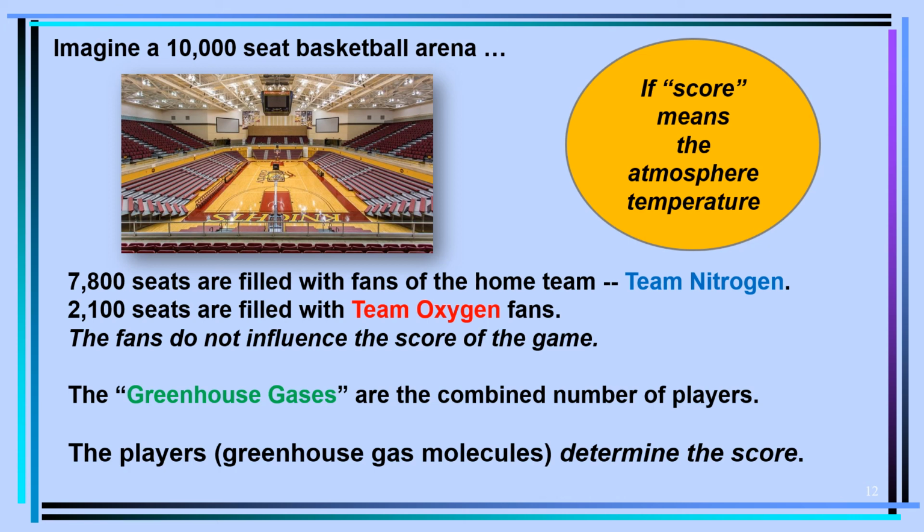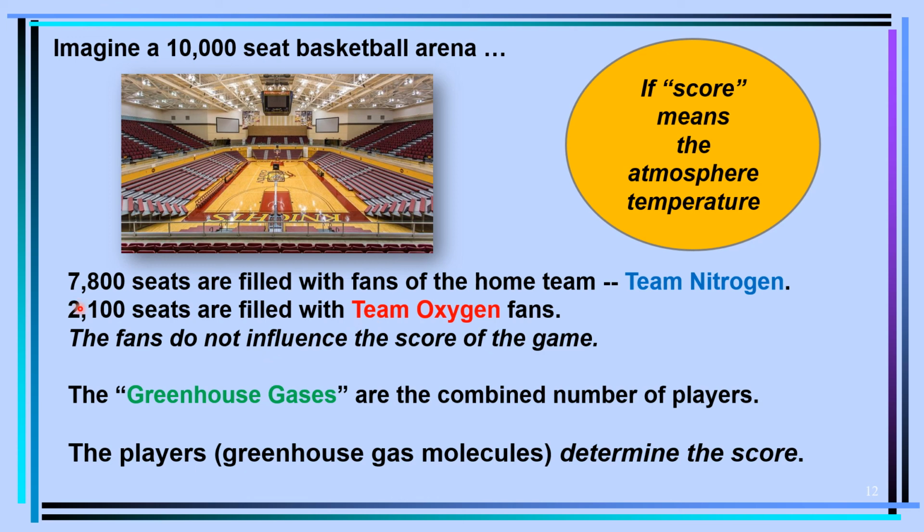However, you have the players. All right, so the greenhouse gases are the combined number of players. All right, how many players do you have? So you have 25 on a team, plus you have your coaches and assistants and so forth. So you have the two teams together. That's only a few dozen, right? Out of 10,000. So that seems like a very low percentage. But the thing is, it's the players that determine the score. How many of them you have in the arena will influence what the score or the temperature is.